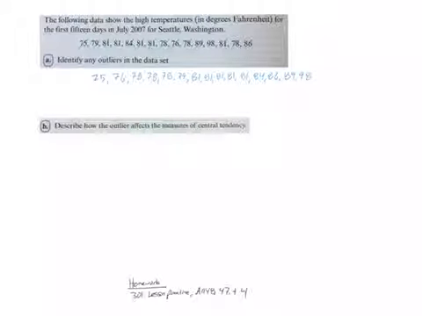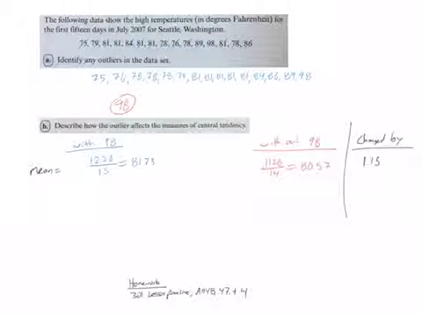So it says identify any outliers. I would just say 98 or circle it. So 98 is an outlier in the data set. Now part B says describe how the outlier affects the measures of central tendency. So we're going to find the mean, median, and mode with and without that outlier. So you can see with the 98, it comes out to be that number, and there's 15 of them. Without the 98, you get this number, and there's only 14 of them.